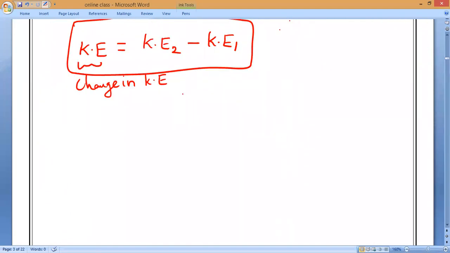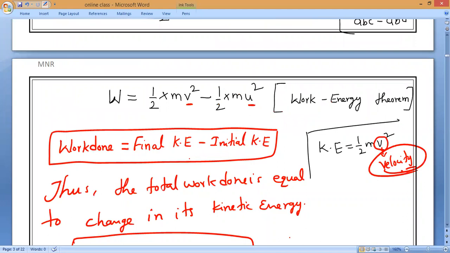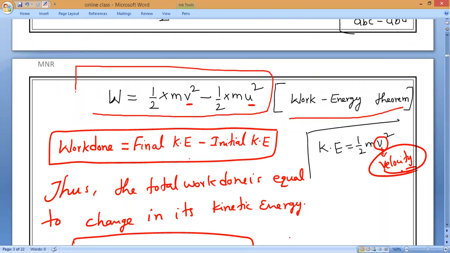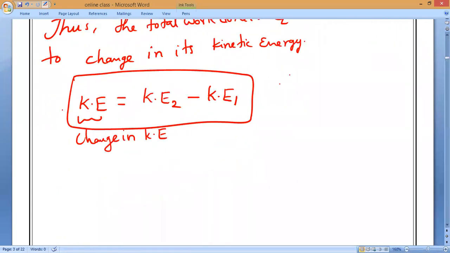First question. Shall we solve one example related to this? Work done. The work energy theorem: work done is equal to change in kinetic energy. That is what is called the work energy theorem. Remember this formula. So now write the question. What is the work done?